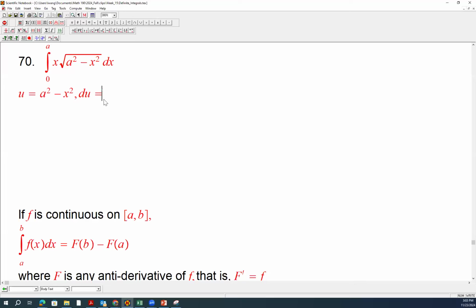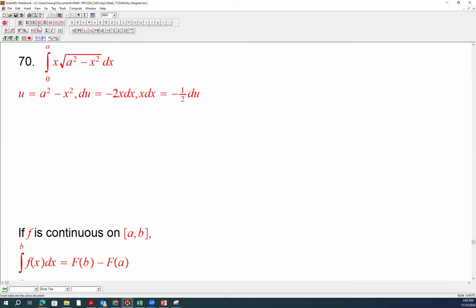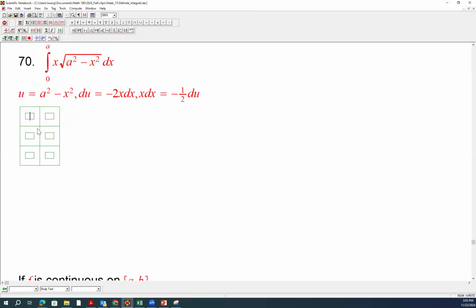So the derivative of u is going to be negative 2x dx, right? So we have x dx, you see x times dx. So x times dx is equal to negative half of du, okay? Solving this expression for x times dx by dividing both sides by negative 2. So we got that table, okay?